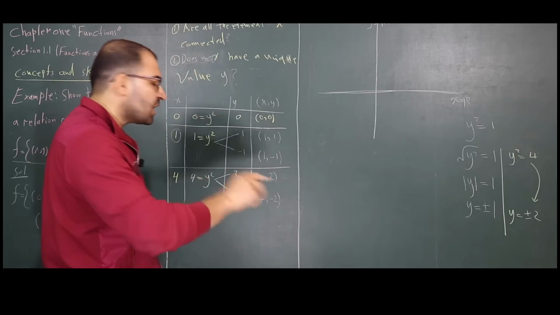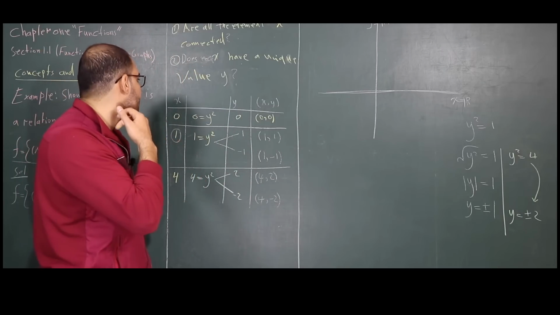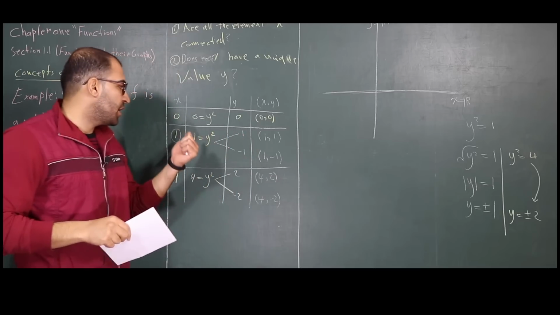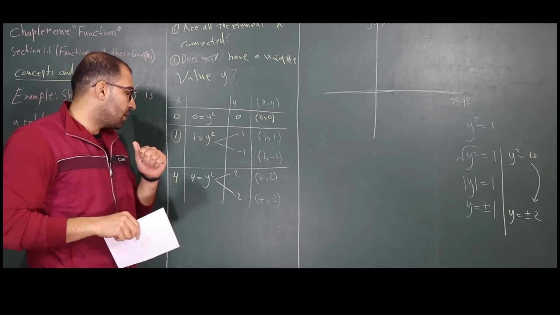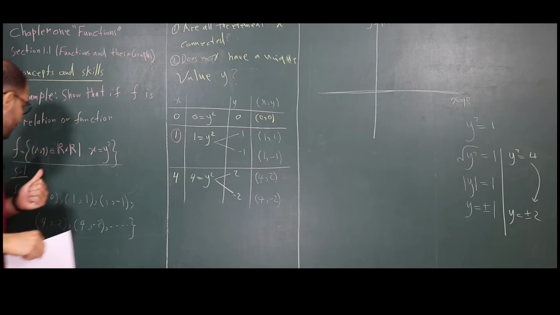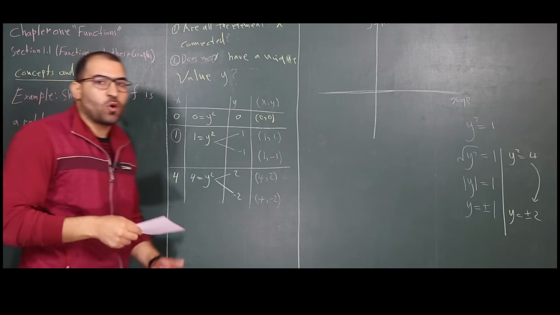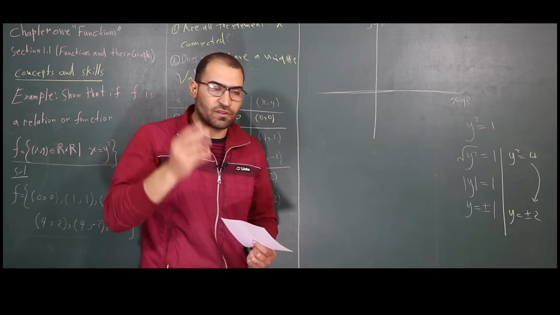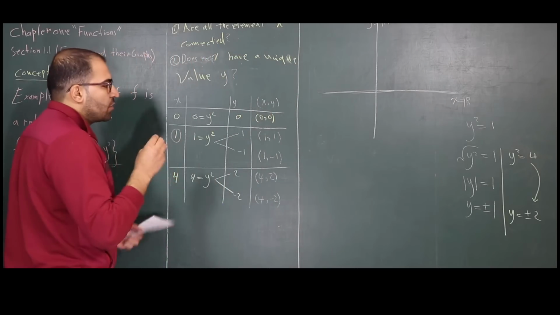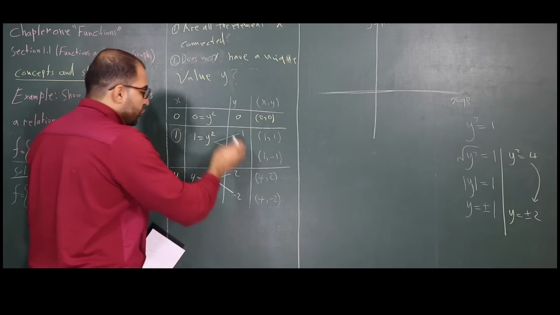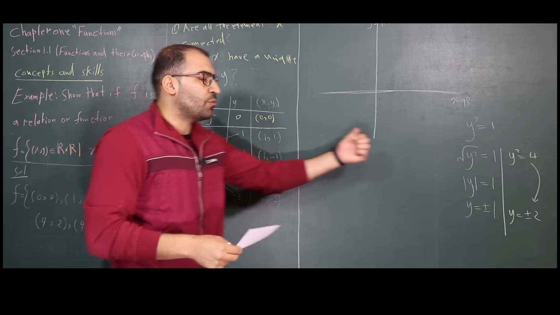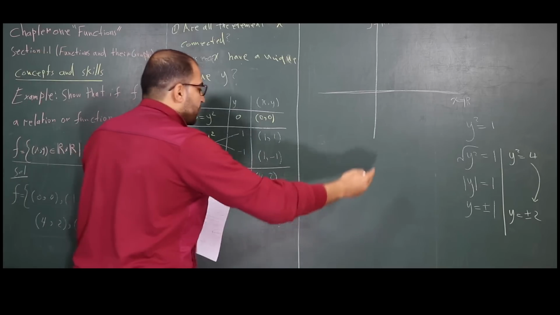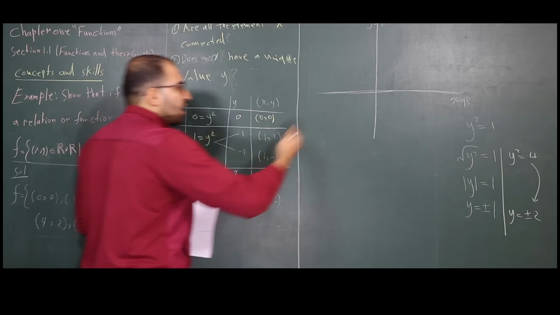Okay? Sorry, my bad. Actually, this relation cannot be a function. Why? Because it has violated both conditions. First violation, I'm going to explain it here, and then I'm going to plot it and try to make a connection between the conditions and the graph.